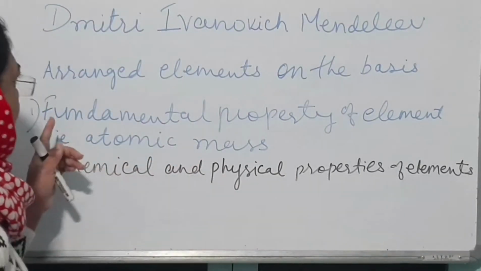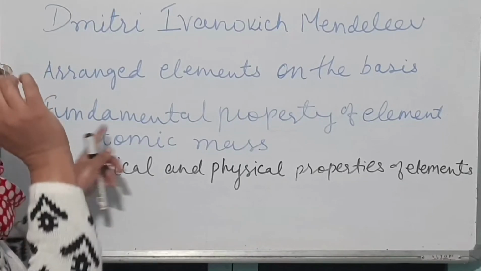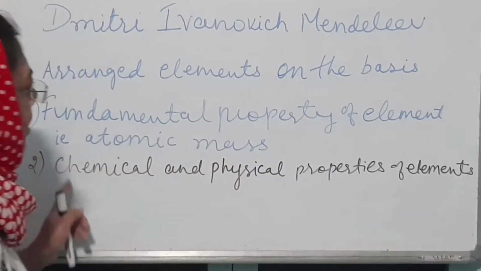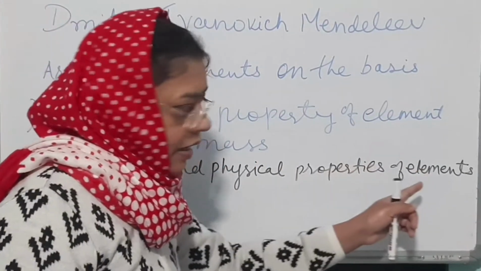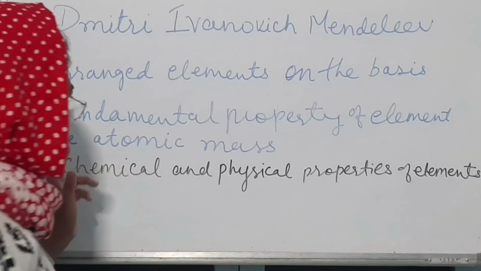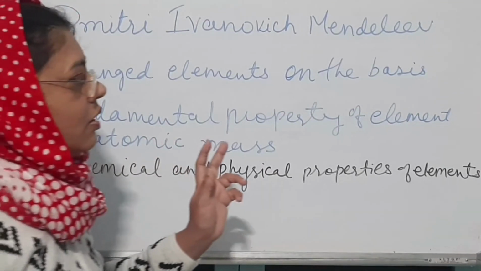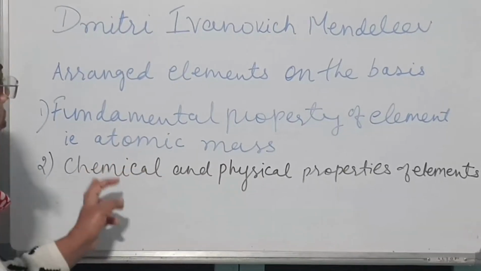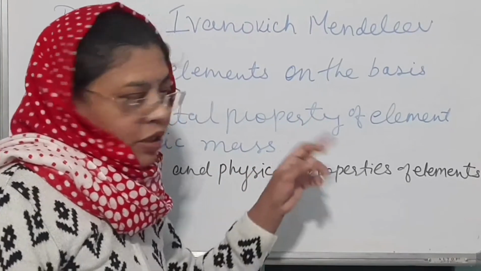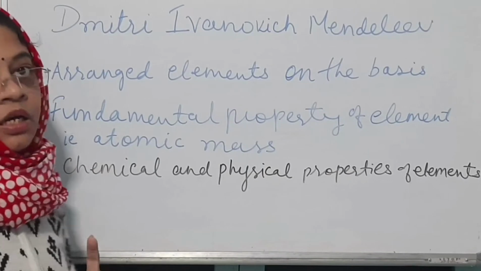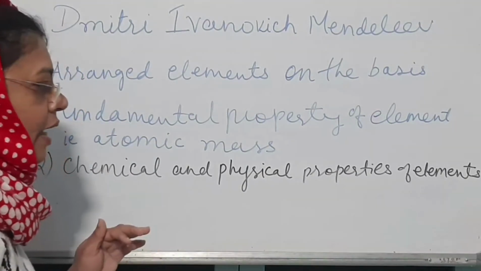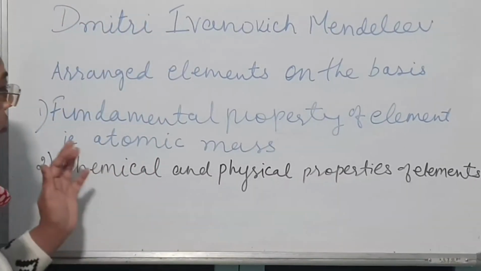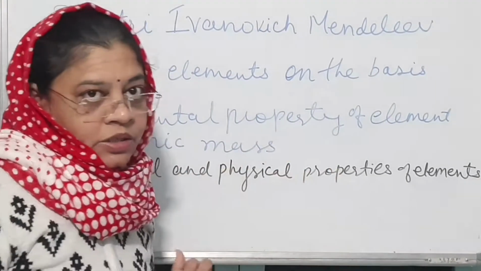The first was the fundamental properties of elements, that is the atomic mass, and the second was the physical and chemical properties of the element. After choosing the two criteria, the first thing Mendeleev did was correlate the elements with the atomic mass and the chemical and physical properties.